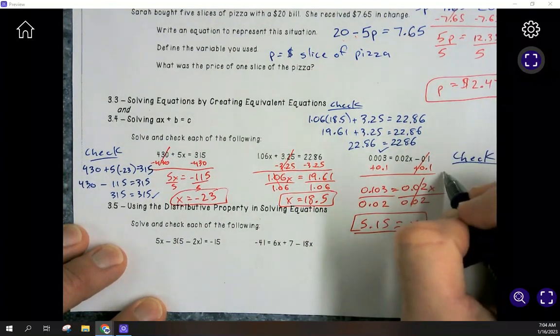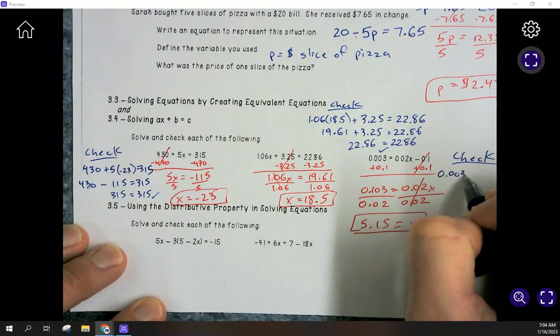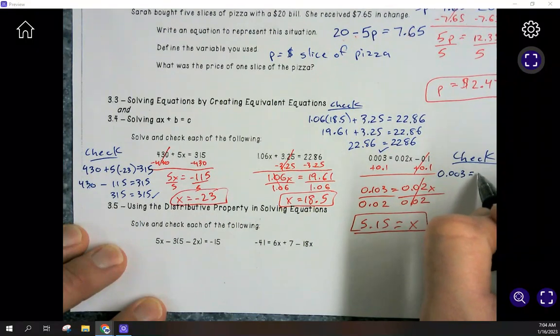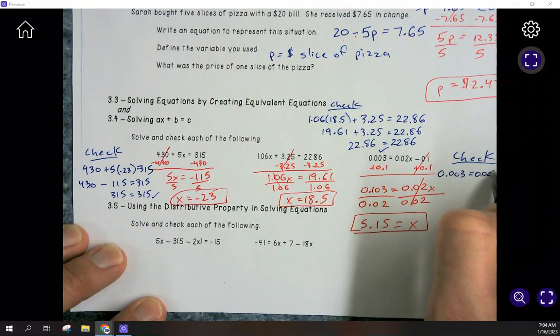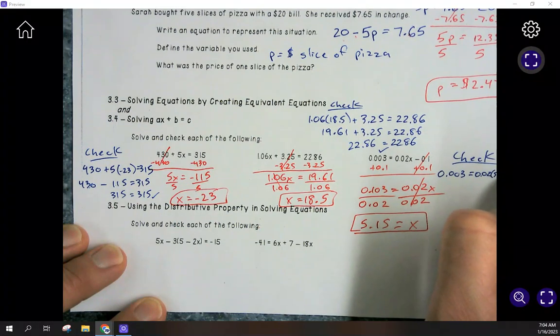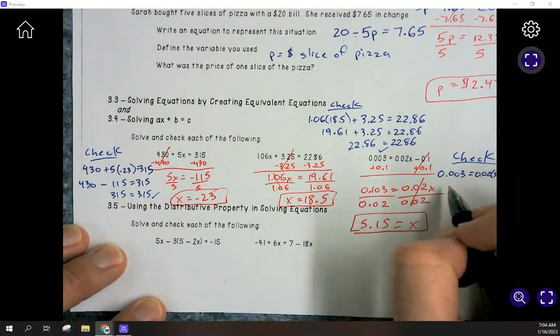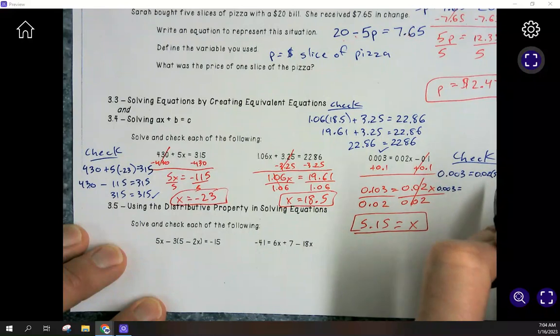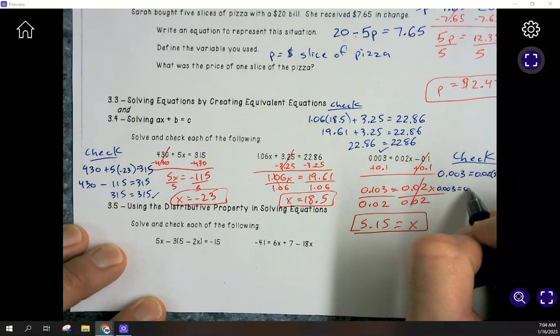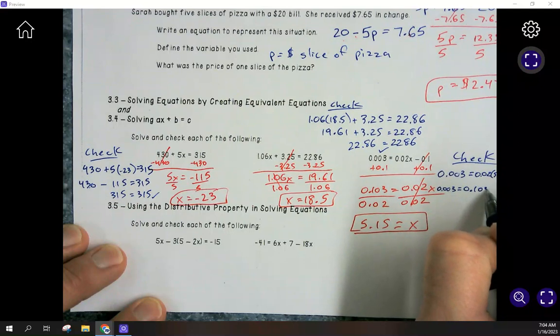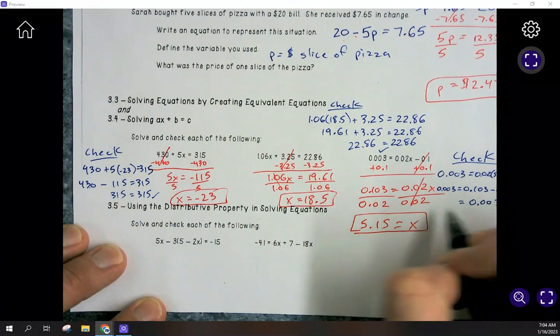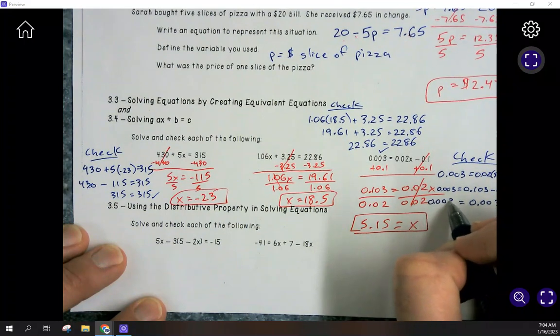Real quick check. So 0.02 times 5.15. Squeeze this in. All right, we're going to go ahead and multiply. So this is going to stay here, a little smaller so I can fit it. Multiplying. And then subtracting, and sure enough, we're going to get this answer on both sides.